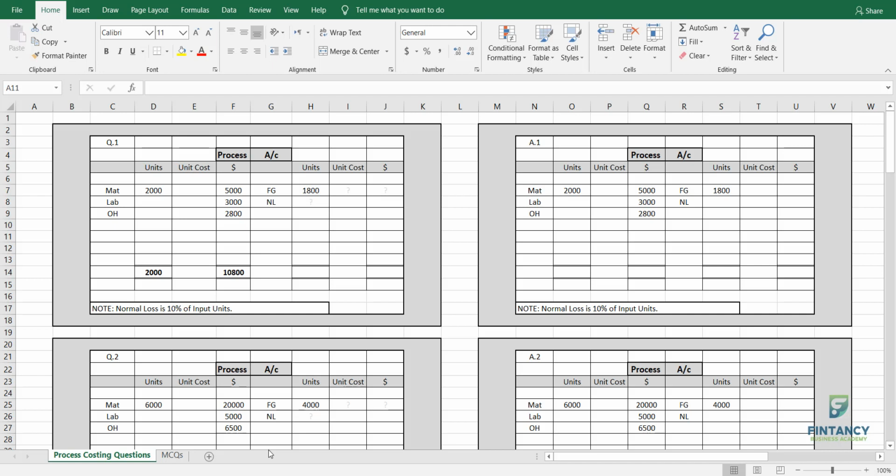So what is the differentiating factor for process costing? It handles work in progress. Okay, no other method handles work in progress. So this is the most important thing. As the name suggests, process costing is used in process industries like oil and gas, sugar mills, fertilizer companies, where process is going on.